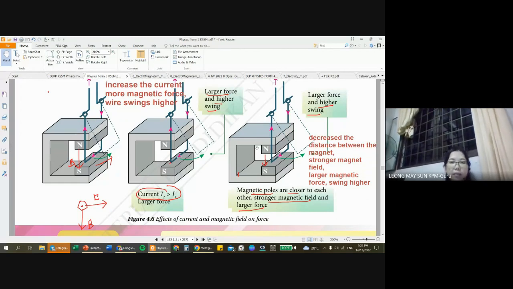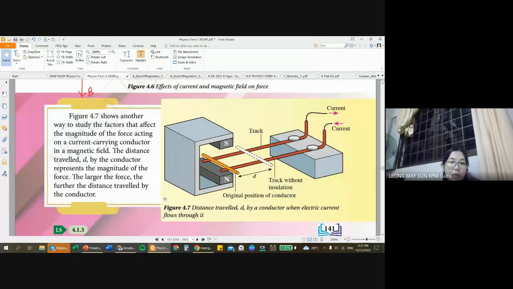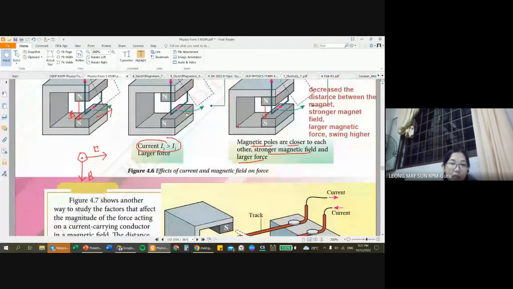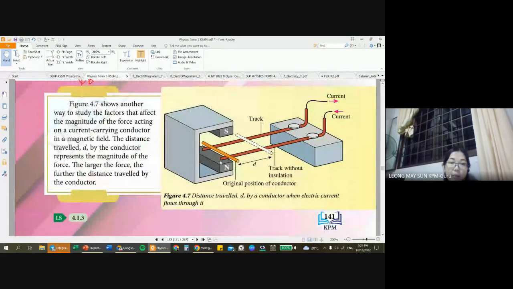Another method is actually to increase the number of magnets. When you increase the number of magnets, that means above and below it, you will actually increase the magnetic force as well. If in this picture the wire is made to swing, it is making it move away. So the distance traveled by the conductor will show whether the magnetic force is stronger or not. The larger the force, the further away the conductor will move.